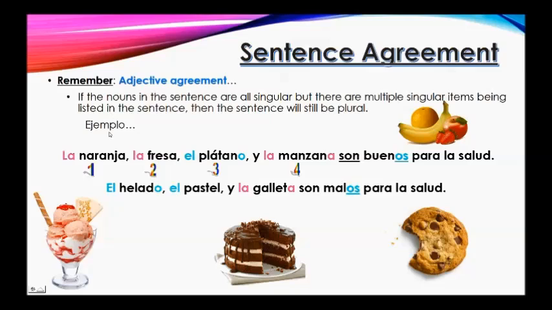And this is also a good example of seeing that there are 3 feminine nouns in the sentence and only 1 masculine, but still the masculine wins out and we make the adjective agree masculine. Another example would be el helado, el pastel y la galleta son malos para la salud. Even though they are all singular, there are uno, dos, y tres nouns being listed in the sentence, which makes this a plural sentence. So we say son malos and not es malo. We also have a mixed gender of nouns, so we're going to make it agree masculine as well.